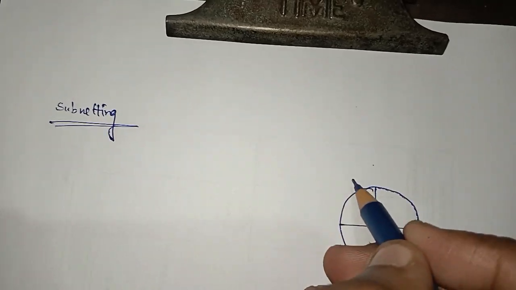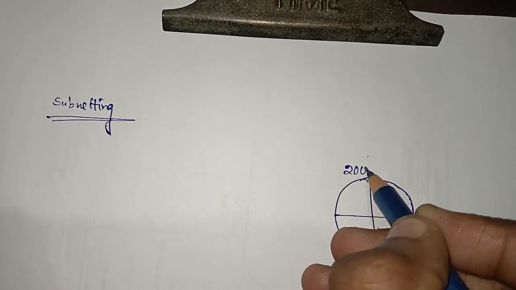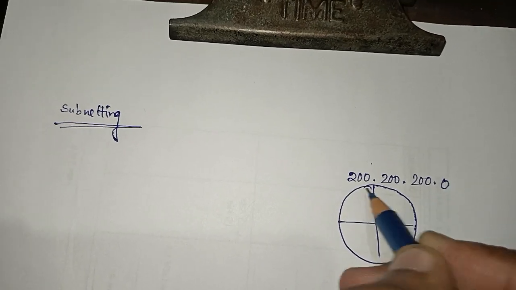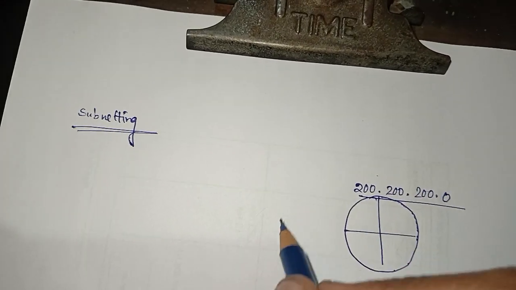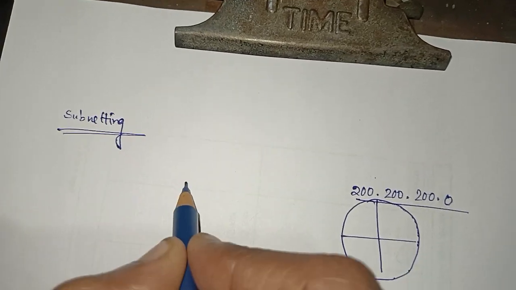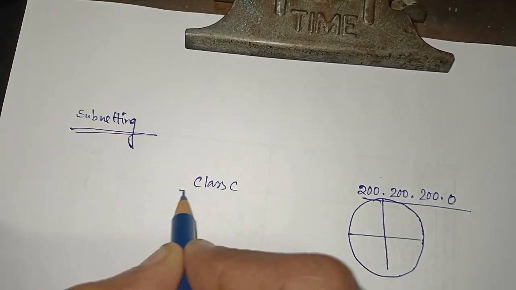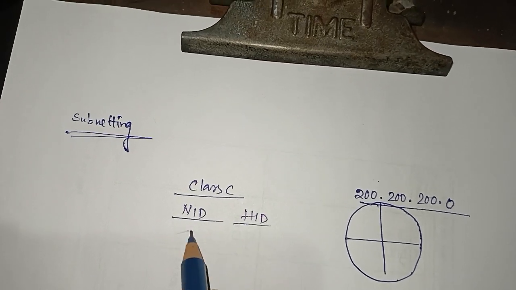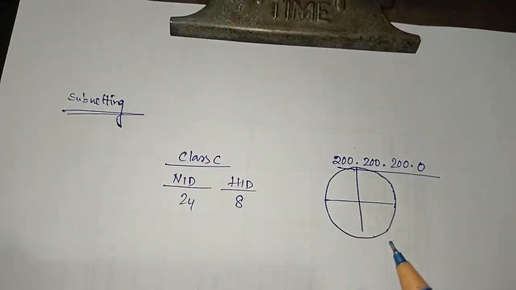So let us consider a network, suppose 200.200.200.0. From the network ID, we can find out that this is a class C network. We know that in a class C network, the network ID is 24 bits and the host ID is 8 bits.